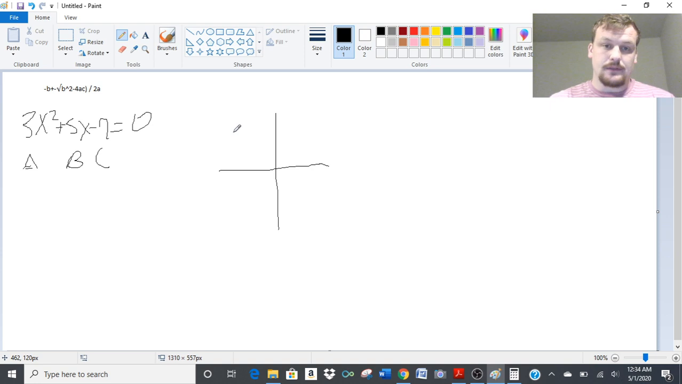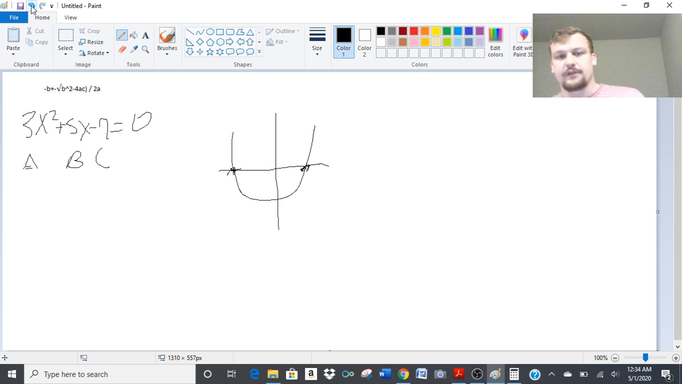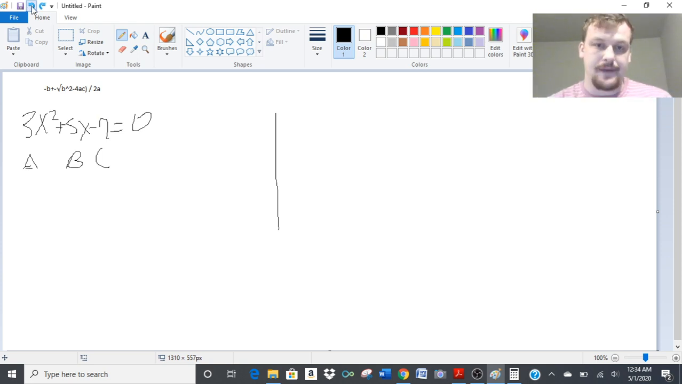Anyway, so quadratic formula. This finds the zeros on the x-axis. There's a little dot right there and that one right there. That's about what we're looking for, except we're not looking for dots, we're looking at where it crosses. Okay, so now let's set this up.